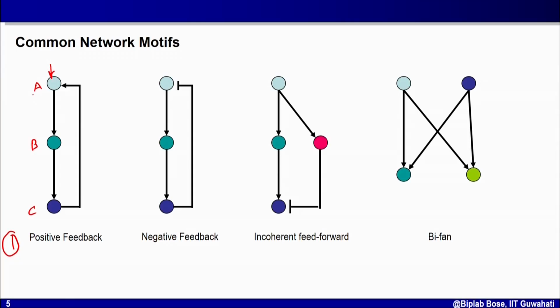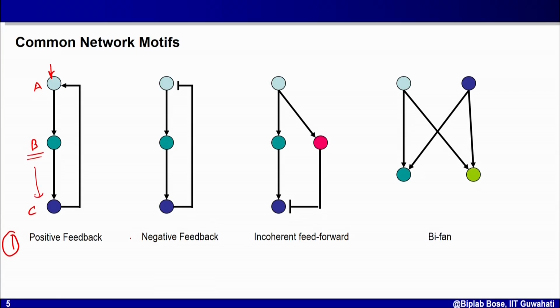This type of architecture of network motif, positive feedback, you will find in case of transcriptional networks also. For example, A may be working as a transcription factor and controlling the expression of B. B is again a transcription factor, and that controls expression of C. And C again is a transcription factor that also controls A's production. That means A will induce production of B, B will induce production of C, and C in turn will induce production of A. So it is again a positive feedback.